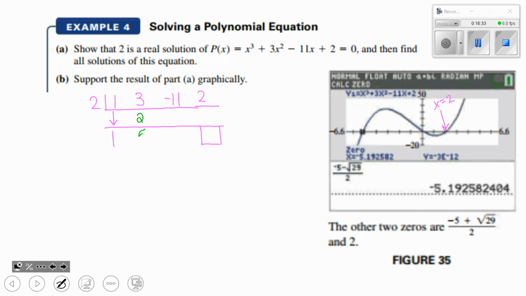I'm going to add those. I get 5. 2 times 5 is 10. I'm going to add those. I get negative 1. Negative 1 times 2 is negative 2. There's my remainder of 0. This right here is the remaining quadratic, x squared plus 5x minus 1.